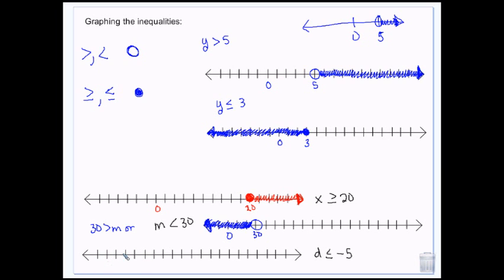1, 2, 3, 4, 5, 6. I'm going to say that's 0. 1, 2, 3, 4, 5. That's negative 5. D is less than or equal to, so it's a solid circle. Goes that way.